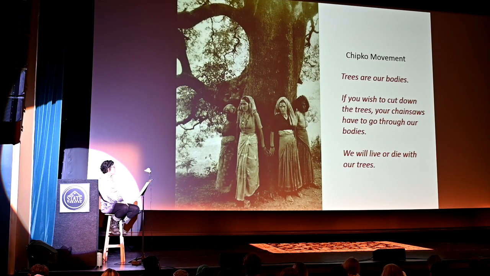The name of the Chipko movement originated from the word embrace, as the villagers used to hug the trees and protect them from the woodcutters. The Chipko movement is based in the Gandhian philosophy of peaceful resistance to achieve goals. It was a strong uprising against those people who were destroying the natural resources and disturbing the ecological balance that these folks knew was vital to their survival.